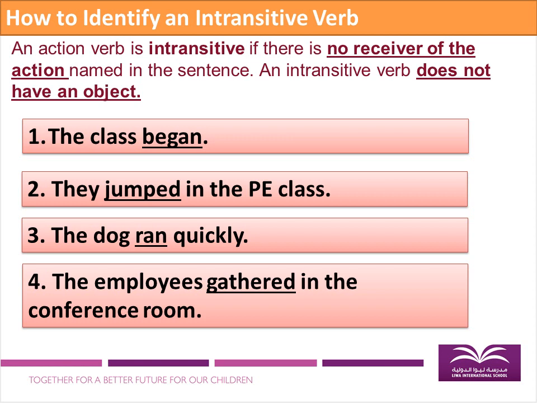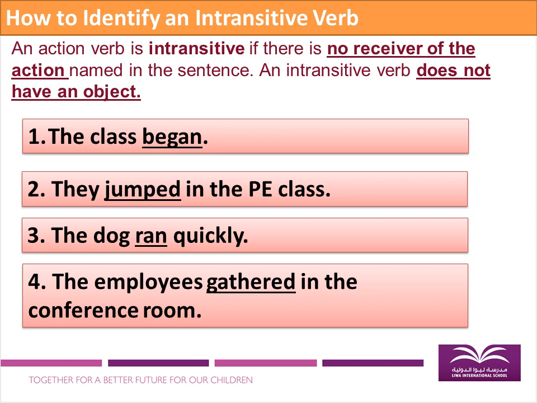Number 1. The class began. What is our verb here? Began. And began here is an intransitive verb. Why? Because there is no receiver of the action. The class began what? Do we have the answer for what here? No. The class began who? Do we have the answer for who here? No.